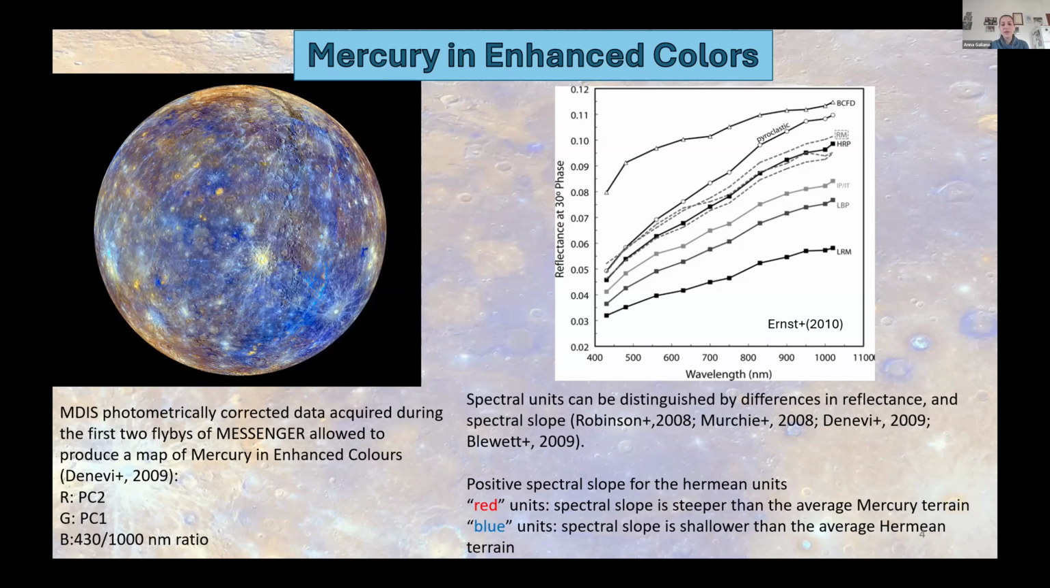But we call red units those terrains that have a spectral slope with a higher value with respect to the average Mercury terrains, and the blue units are those with a slope that has a lower value with respect to the average one.